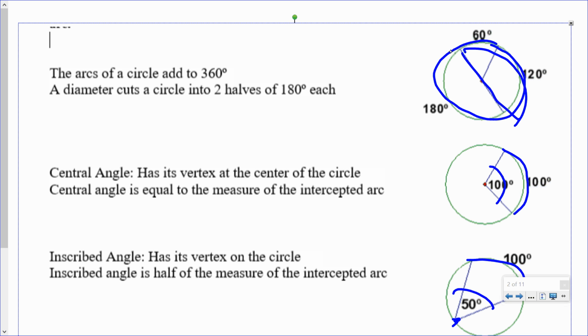Again, the full arcs of a circle add to 360. The diameter is drawn. Each half adds to 180. Central angle, if the vertex is at the center, is equal to the intercepted arc. Inscribed angle, when the vertex is on the circle, is half of the intercepted arc.